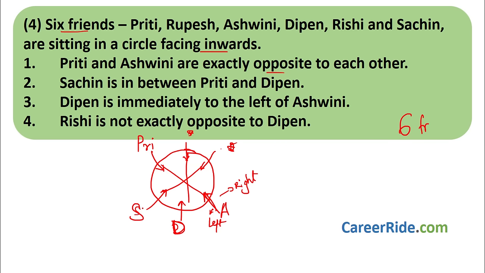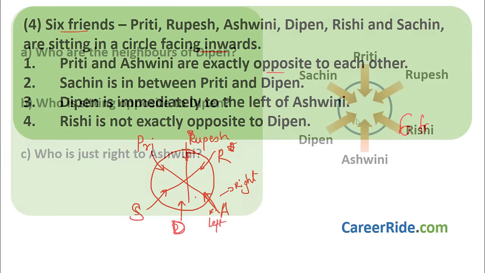Next, Rishi is not exactly opposite to Dipen. The opposite to Dipen is this position, so Rishi will not come over here. Rishi will be here. And who is remaining? Rupesh is remaining, so Rupesh comes over here. So this is our sitting arrangement. Let's go on to the questions based on this.